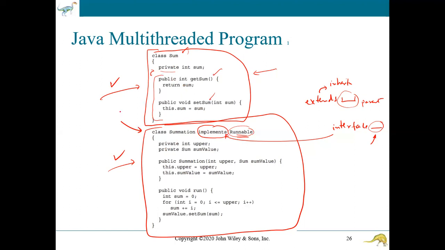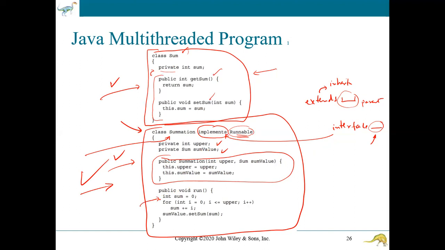So now let's look at here. Can you tell me what is the name of this class? Summation. What is the name of this method here? Summation. How many instance variables does this Summation have? Two. This one and that one. This is not an instance variable. What is it? Local variable.